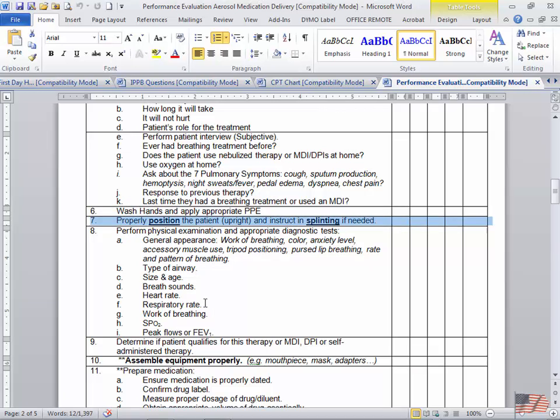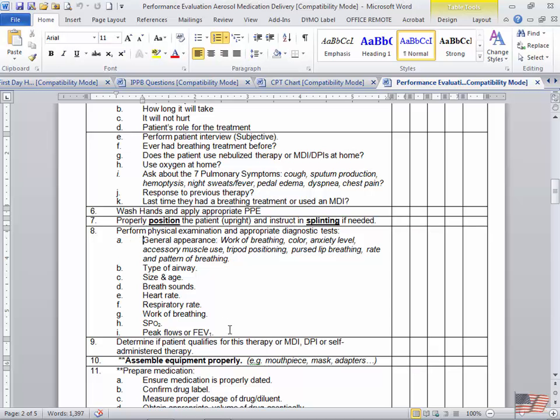Positioning of the patient, you want them in as high of a Fowler's as they can comfortably get. If they're a post-operative patient, talking to them and making sure they understand about splinted cough, because part of this process is we want to be able to get a cough.